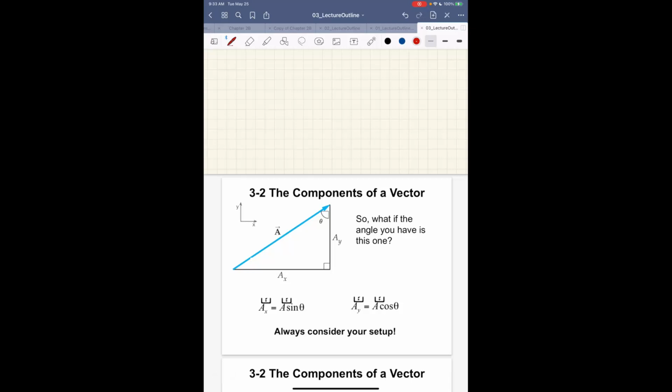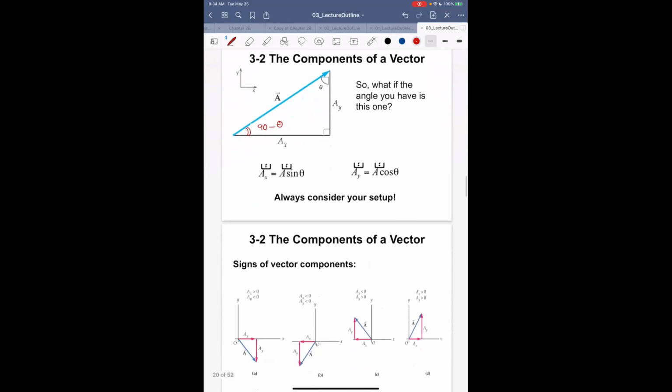Now, what if the angle you have is this one? You can reverse: AX is going to be A sine theta and AY equals A cosine theta. Or if you are not comfortable with that, you can find this angle, which is 90 minus theta, and use cosine for the x and sine for the y.